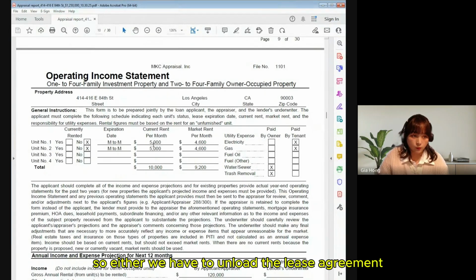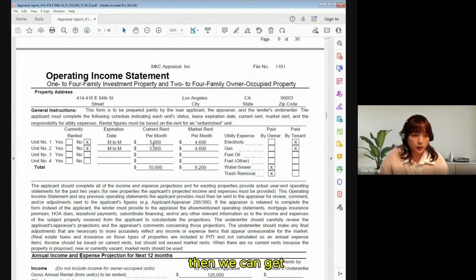Either we have to upload the lease agreement when we order the appraisal report, or, for a purchase transaction, we can get a lease estoppel from the escrow, the seller side. So the seller can provide how much rent they are currently collecting. But for a refinance transaction, we'll always have to upload the lease agreement that we get from the borrower. So current rent will be the actual rent that the borrower is collecting monthly.